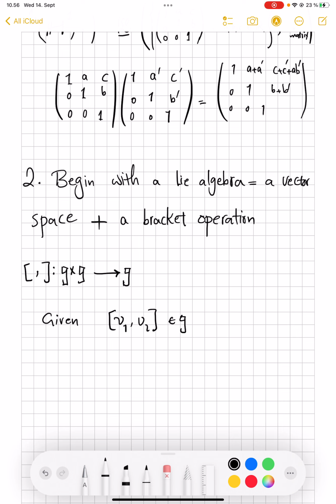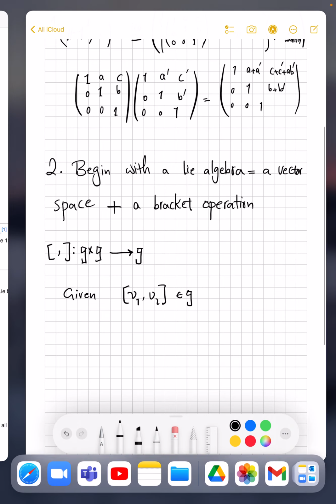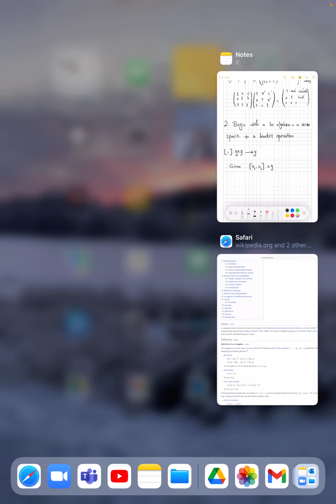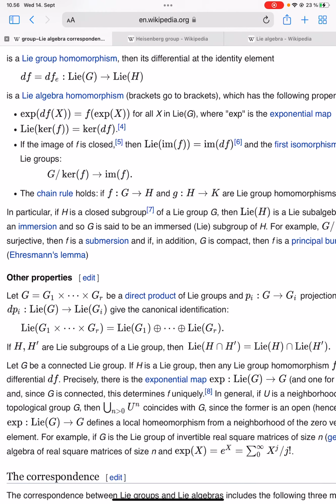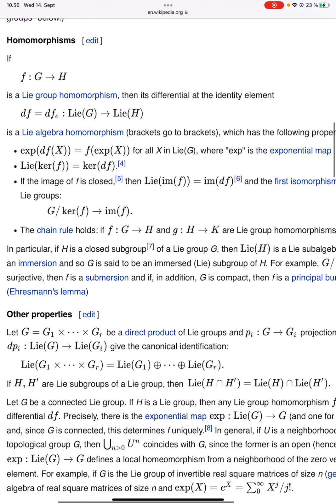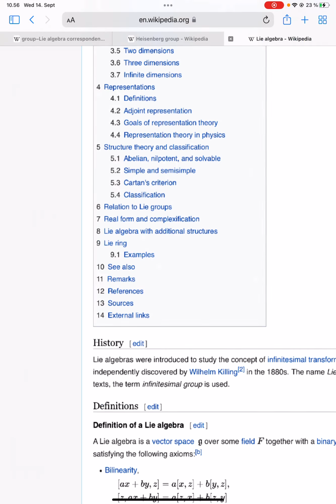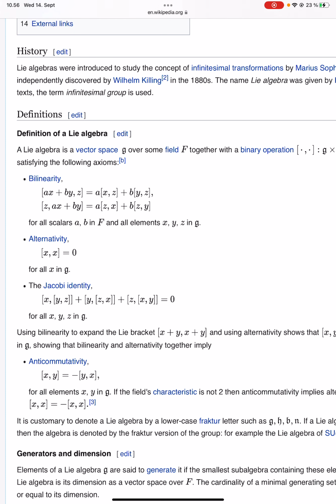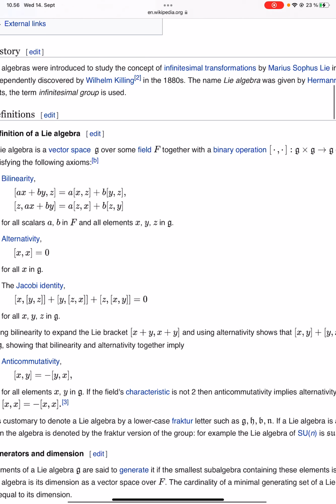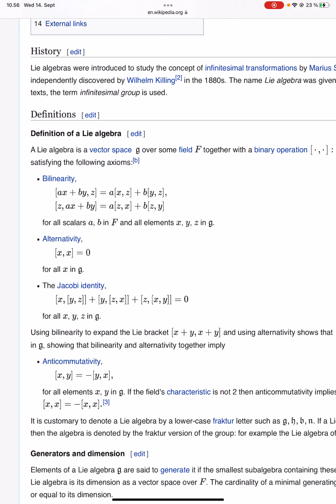Of course, it's not just any assignment of a vector, it has to satisfy certain properties, and because that's not the point of this video, I want to just cheat and show you those real quick here. A Lie algebra is, as you can see from this Wikipedia definition, a binary operation like this, as I wrote. It's bilinear, so the nice properties we expected, that with respect to scalar multiplication, you can bring them out of the bracket.